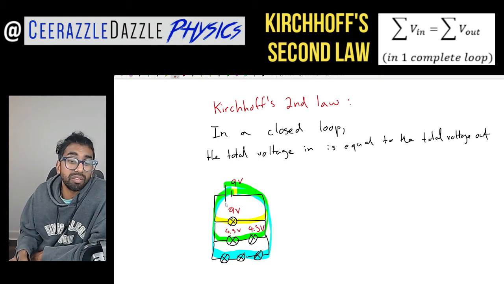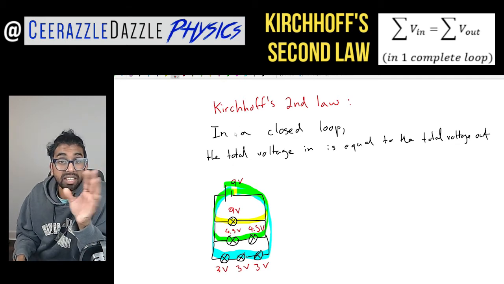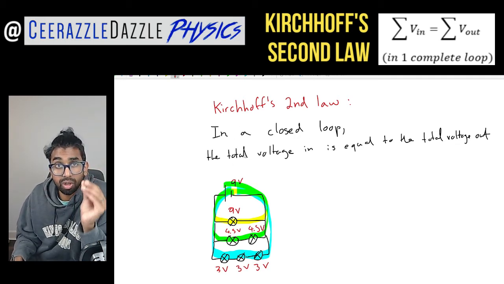And last of all, in the third one, we've got 9 volts coming in, and you've got 3 different places to drop it off. Equally, you're dropping off 3 volts here, 3 volts here, and 3 volts here. So look, you can clearly see that rule applies. In a closed loop, the total voltage in is equal to the total voltage out.